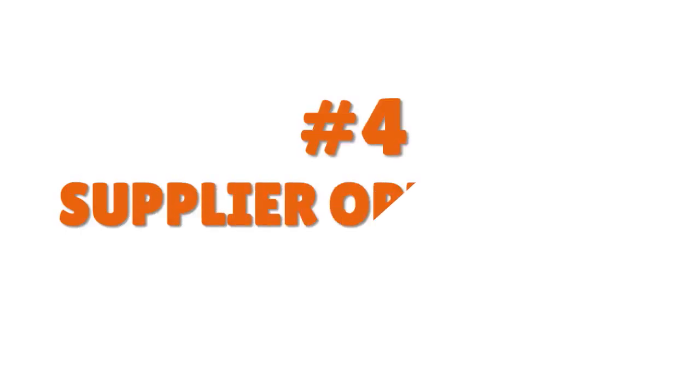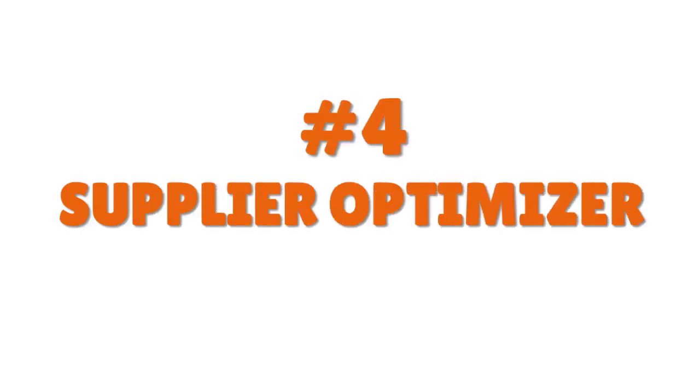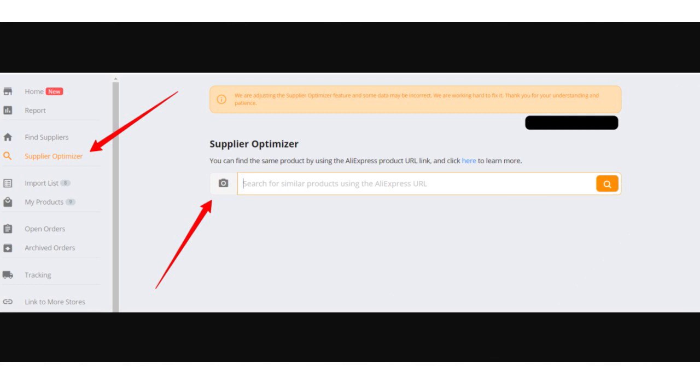Let's talk about Supplier Optimizer. This is one of our favorite features in DSers. If you don't know the name of a product you might have found on the web, you can upload a picture to DSers, and DSers will show you a list of products that are either the same or look similar to the one in the image. This is an incredibly powerful feature because it allows you to find products on AliExpress that you may not be able to find using keywords.